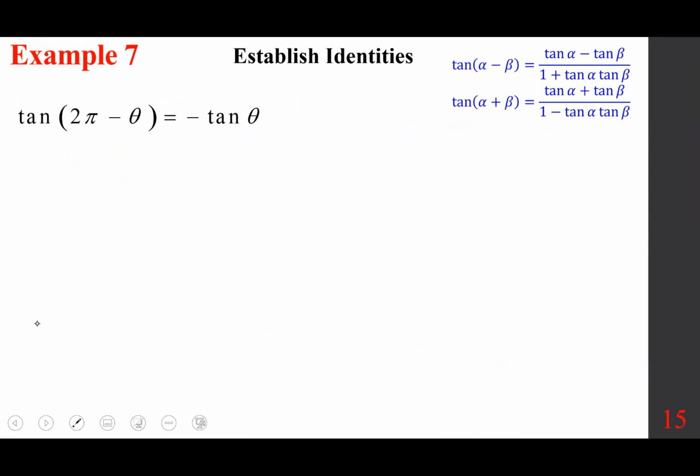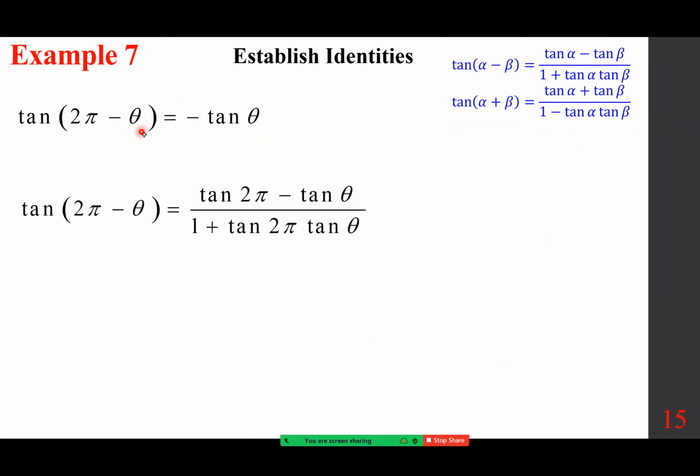Tan of 2 pi minus theta is minus tan theta. We are going to look at the left-hand side, and this is alpha minus beta. So we're going to use alpha minus beta. So tan of alpha, that means tan of 2 pi, minus tan of beta, that means tan of theta, over 1 plus tan alpha tan beta, tan 2 pi tan theta. So we use the first one.